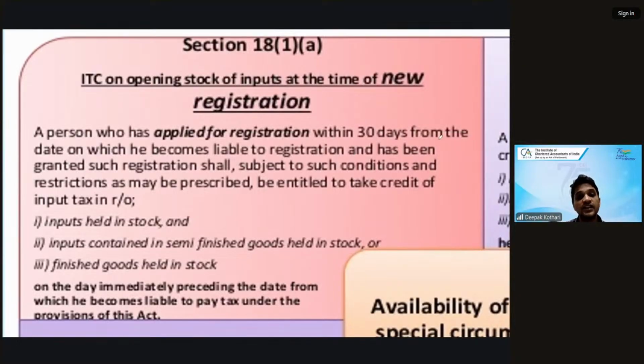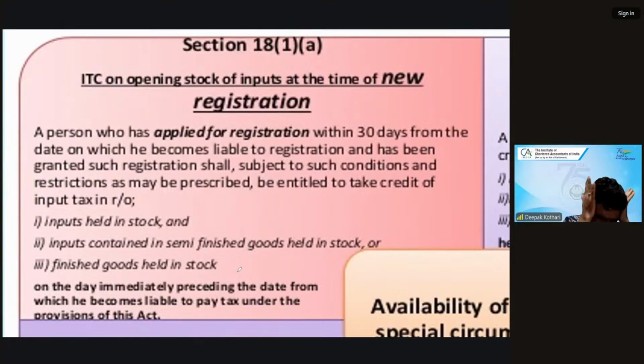Because this provision clearly says a person who has applied for registration within 30 days from the date on which he becomes liable for registration and has been granted such registration shall, subject to such conditions and restrictions as may be prescribed, be entitled to take credit of input tax. अगर मैंने within 30 days when I became liable for registration, I've applied for registration, then I will be entitled to take credit of input tax in respect of inputs held in stock, जो भी मेरे पास raw materials है, I will be able to take the credit of this. Then inputs contained in semi-finished goods and finished goods which are held in stock.